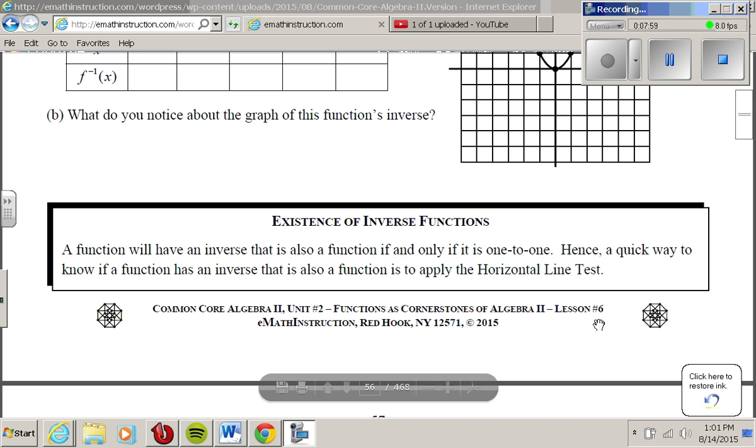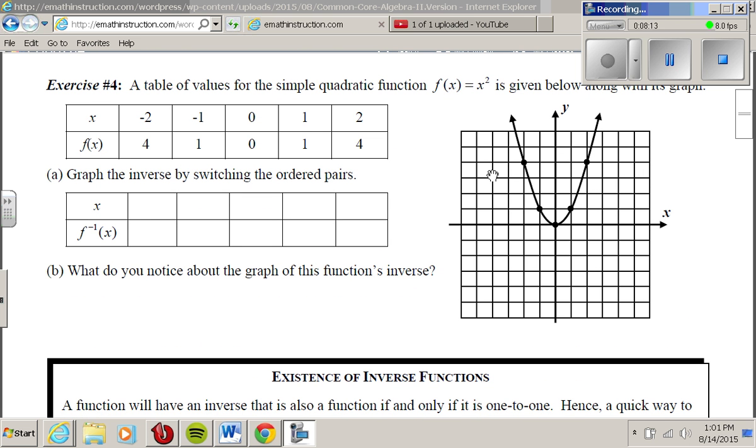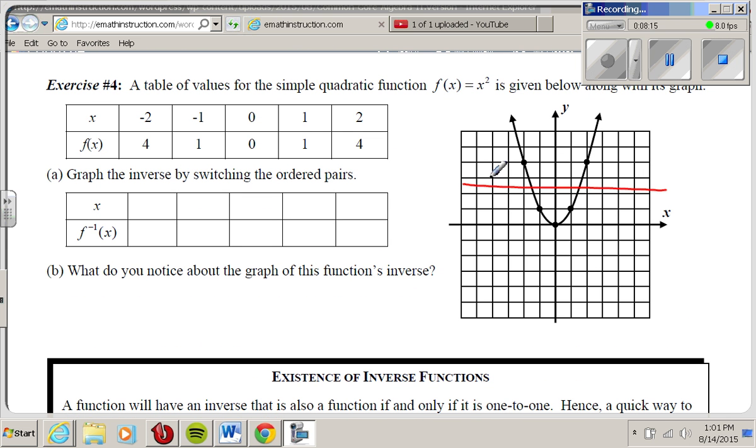So a function will have an inverse that is also a function if and only if it is one-to-one. That's what we're going to talk about next. So the quick way that we're going to figure that out is whether or not the original function passes a horizontal line test. So if I look at my parent function, if I pass a horizontal line through it, does it cross more than once? If it does, it's not one-to-one, which means its inverse will not be a function. We're going to talk about that in depth in a minute.